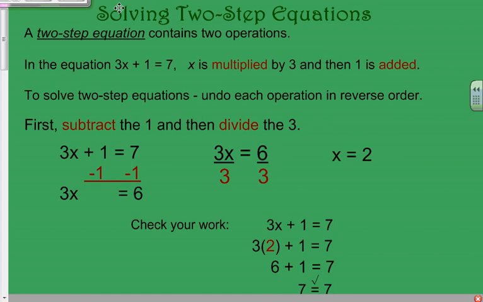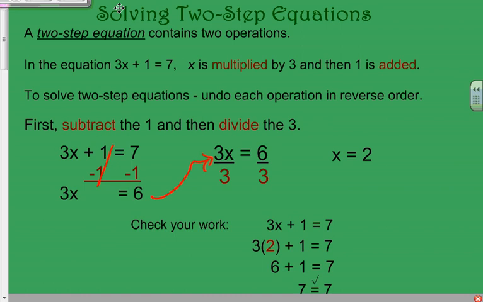You have a plus 1, so we put a subtract 1 under it. That's the opposite, so those cancel. And then 7 minus 1 leaves you 6. So you bring down what's left. 3x comes down, equals comes down. 7 minus 1 is 6. Bring that over.